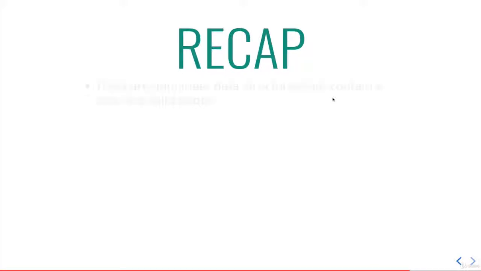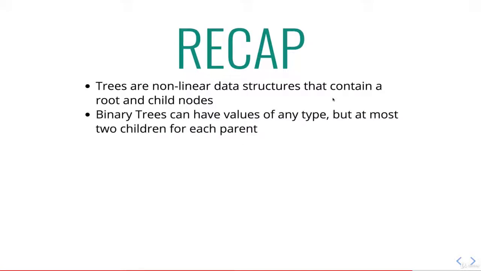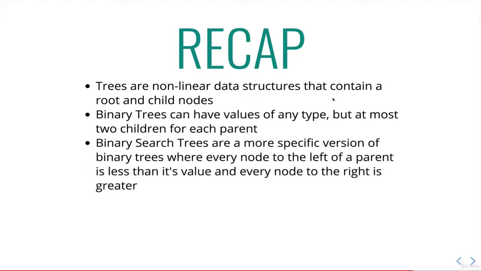All right, so let's quickly recap trees here. They are a nonlinear data structure. They contain a bunch of nodes. There's a single root, and then usually a bunch of child nodes. Binary trees are a special case where we can have values of any type, but each node can have at most 2 children for a parent. Binary search trees, on the other hand, are a more specific version of a binary tree. So we have trees, and then binary trees, and then binary search trees.